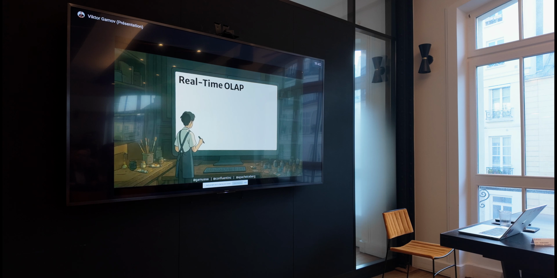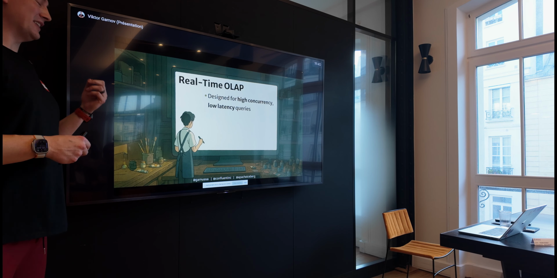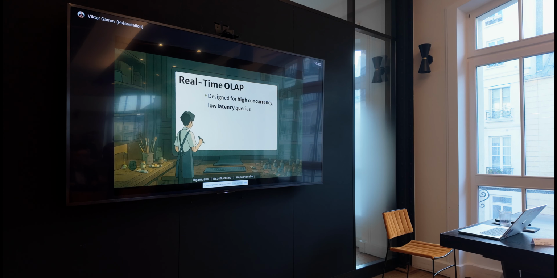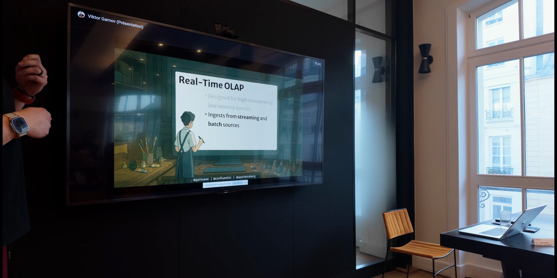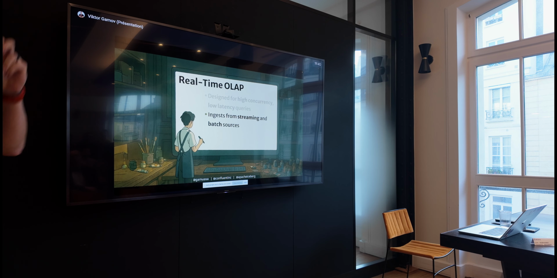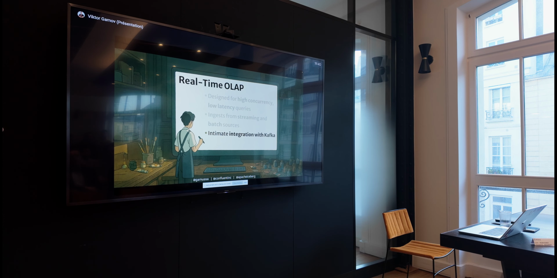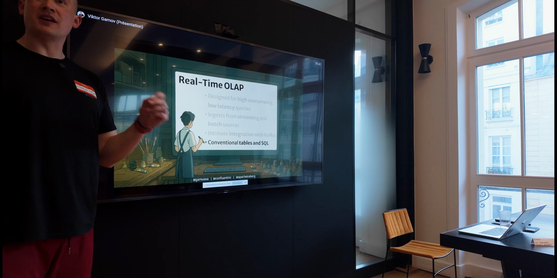Essentially, the idea of real-time analytics came from building a system that would support high concurrency, so users can query this data, hundreds and thousands of users, with very low latency. And streaming sources should be a must. So we need to get the data in, since streaming sources are kind of a real-time implementation. And it has integration with Kafka. And for users, it should be conventional, like writing SQL queries.